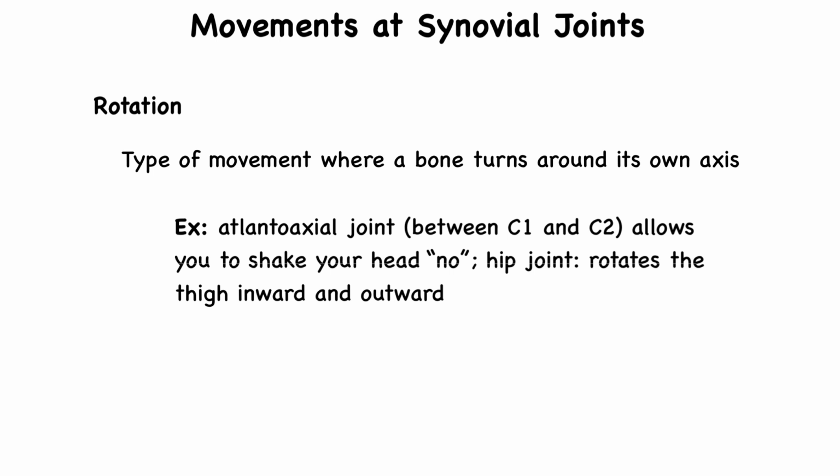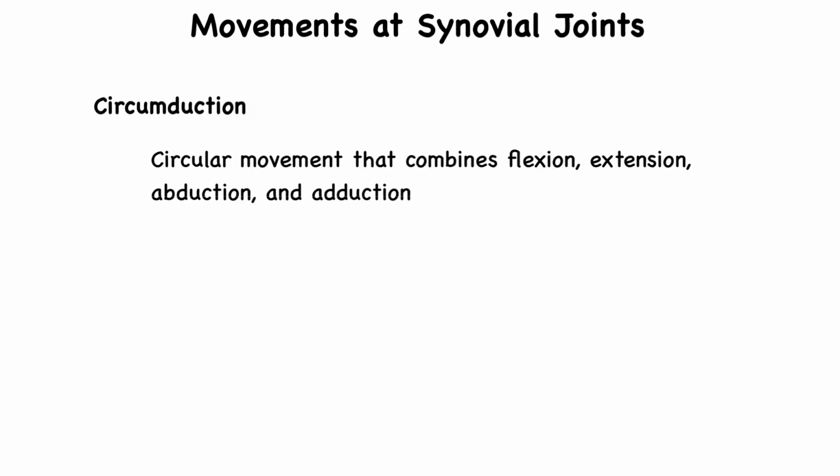And then there's circumduction. This is a circular movement that combines flexion, extension, abduction, and adduction. If you were to draw a big circle in the air with your arm straight outstretched, your hand would be tracing the outer edge of a cone. That's circumduction. This occurs at ball and socket, condyloid, and saddle joints.